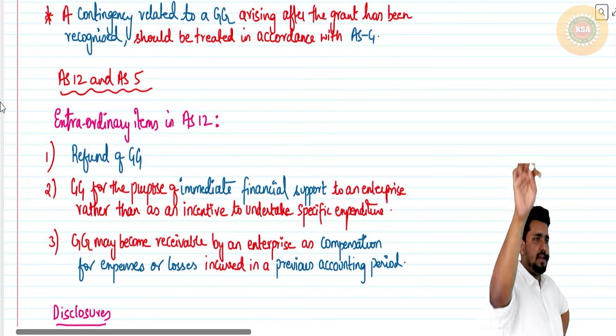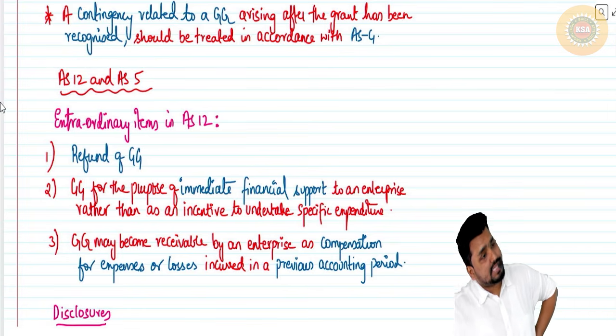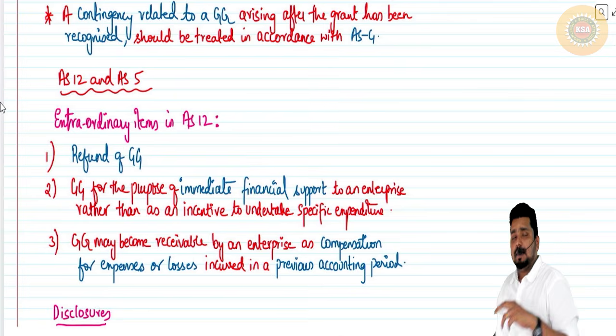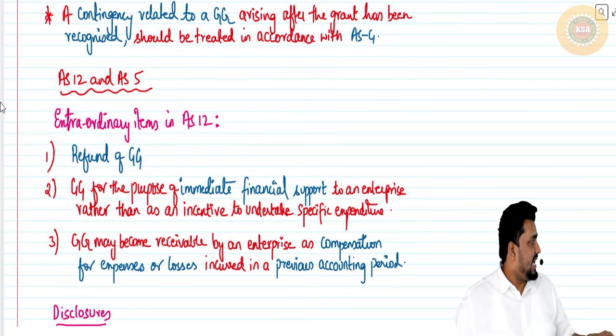Next, I already told you, AS12 and AS5, extraordinary items. There are 3 extraordinary items that are covered in AS12, which is also said in AS5. One is already known: refund of government grant. Second and third, I'll tell you.